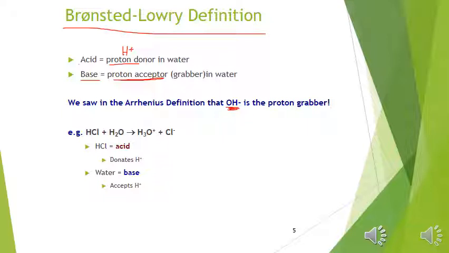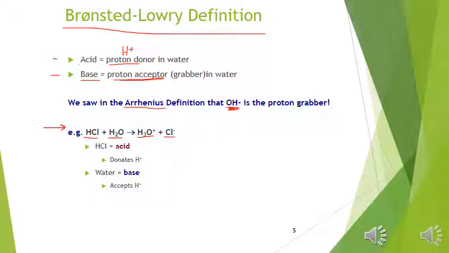Okay, so let's look at a chemical reaction and see if we can figure out this definition here. You have to know this definition, by the way. And Arrhenius, the previous definition, which is called the Arrhenius definition. So let's look at this and use it to figure out the Bronsted-Lowry definition of an acid and base. So I'm going to get HCl plus H2O gives me H3O plus and Cl minus.